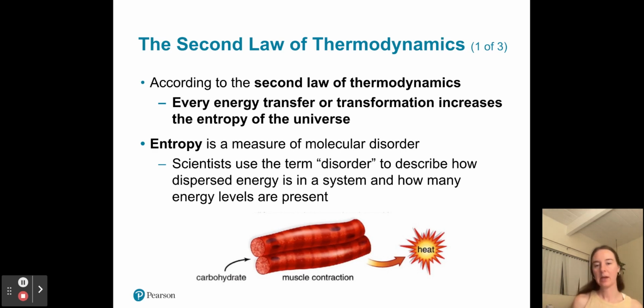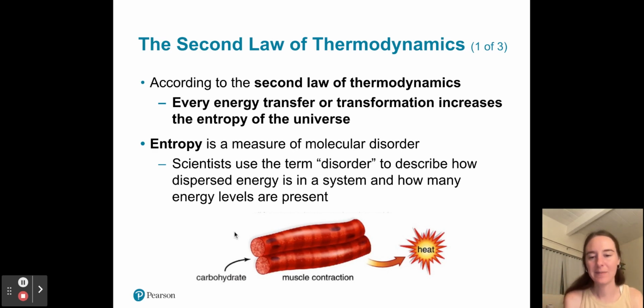Whoa, what does that mean? Well, let's take a pause and look at this word entropy before we get closer to understanding what this is. Entropy is a measure of the disorder of a system, or the disorder of the universe. Scientists use it to describe basically how dispersed energy is in a system. Is energy all in one space, or is it spread out in the system?